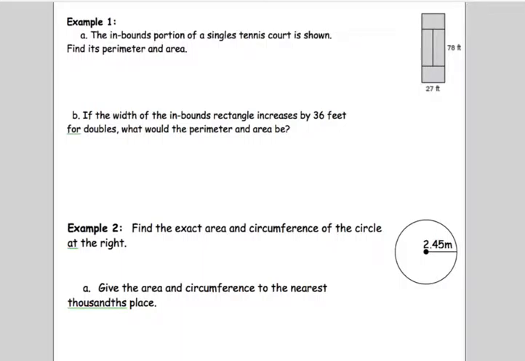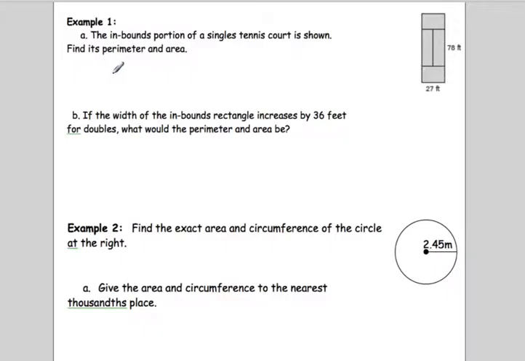So here we're practicing our area, perimeter, circumference of our basic shapes. In example 1, it says the inbounds portion of a singles tennis court is shown. Find its perimeter and area. So the labels here are the 27 is labeling this width and the 78 is labeling the whole entire length of the court. The lines in there can be a little bit confusing, but the 78 is the whole thing there.